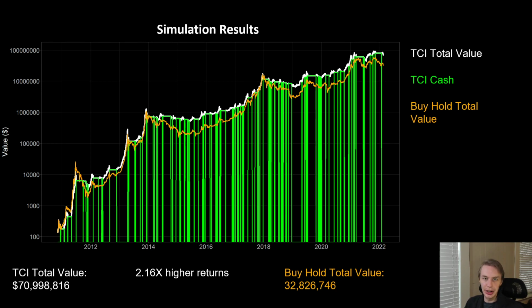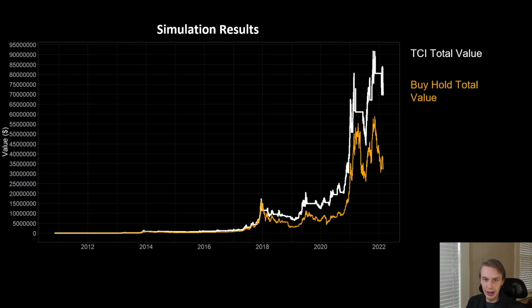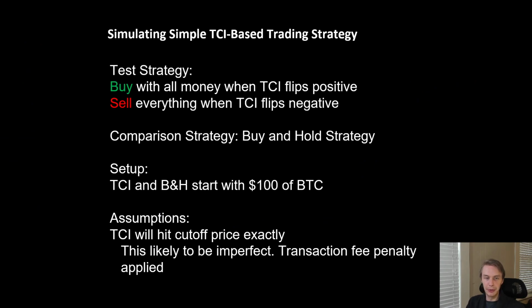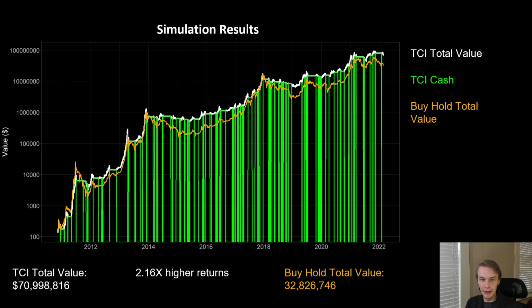But I just wanted to share this as a validation of the TCI, right? If you had been trading on it in this very bare bones, brute force trading strategy like this, you still would have caught a lot of up and saved yourself from enough down that you'd be up over 2x over the history of Bitcoin. And of course, depending on exactly where you look, you'd be up even more during some of these stages than where you are right now.